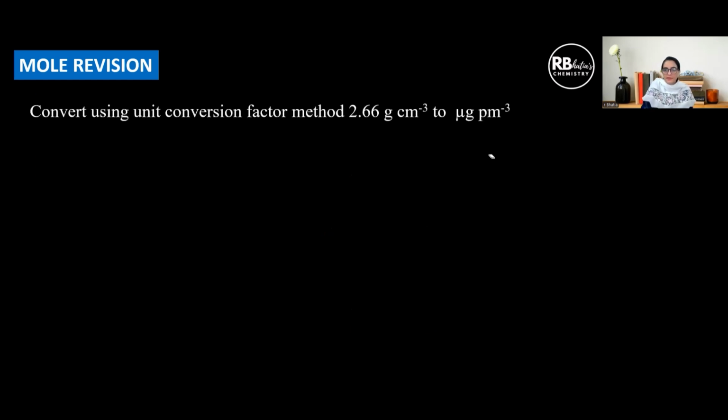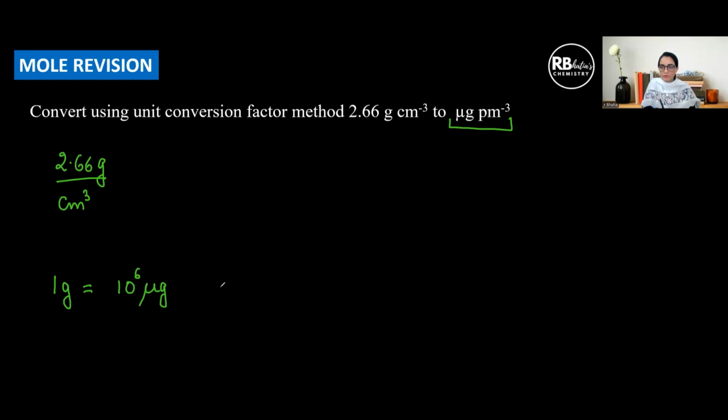Now, similarly, this was a question we had in one of the previous school exams. The question says convert 2.66 gram per cc, 2.66 gram per centimeter cube, and I want to convert it to microgram per picometer cube. So what am I going to do? I'll go in steps. One of the conversion factors I want is gram to microgram, and I know 1 gram is equal to 10 to the power 6 microgram.